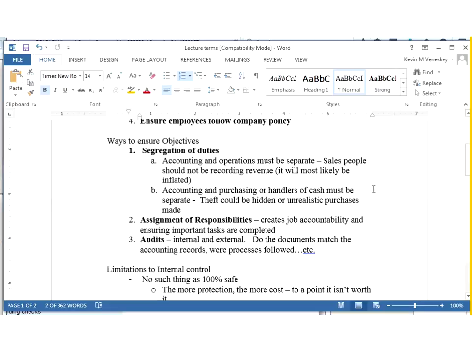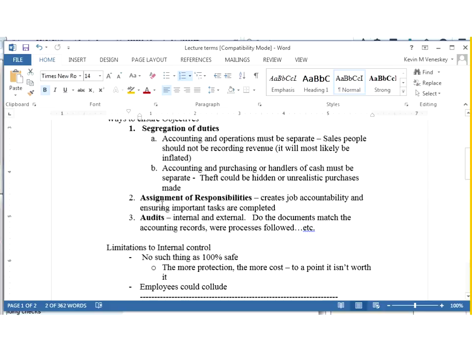And then people who make large purchases, or if they handle cash, should not be the same people who also report it in the accounting records. You've got to have two different systems going on there, kind of a check and balance.